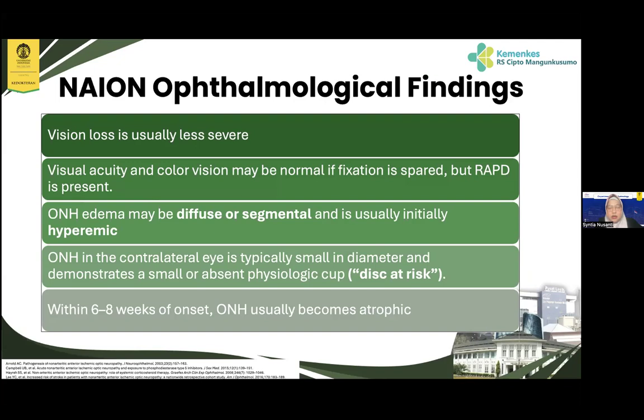Visual acuity and color vision might be normal if fixation is spared, but RAPD is present. The optic nerve edema may be diffuse or segmental, and it's usually initially hyperemic. The contralateral eye will typically be small with absence of the physiological cup, and we call it disc at risk. Within 6 to 8 weeks of onset, the optic nerve usually becomes atrophic.